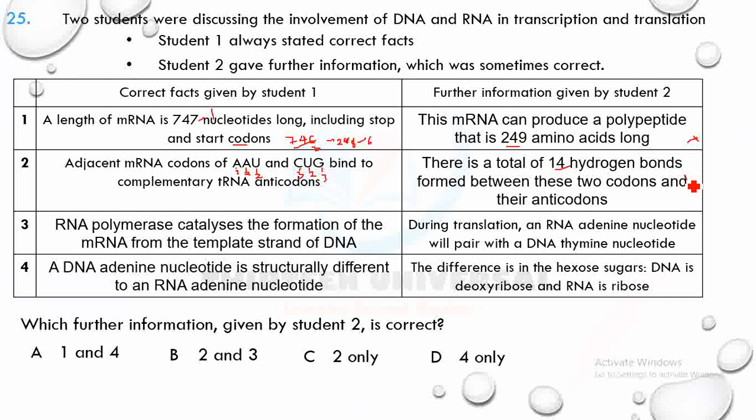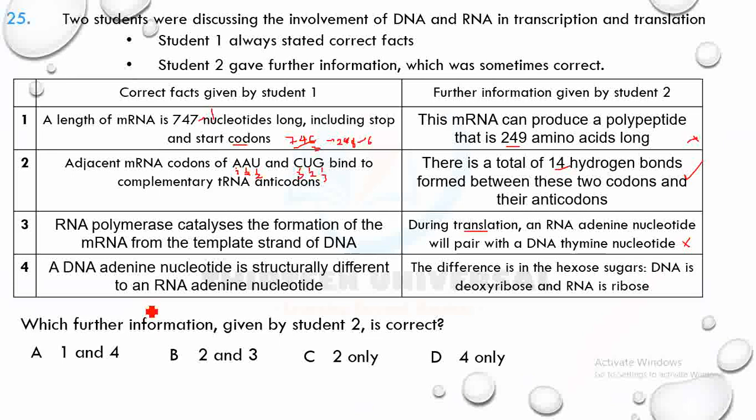Let's check the next one. RNA polymerase catalyzes the formation of mRNA from the template strand of DNA. So during translation, an RNA adenine nucleotide will pair with a DNA thymine. See what I said: during translation, DNA is not involved in translation. This is wrong.